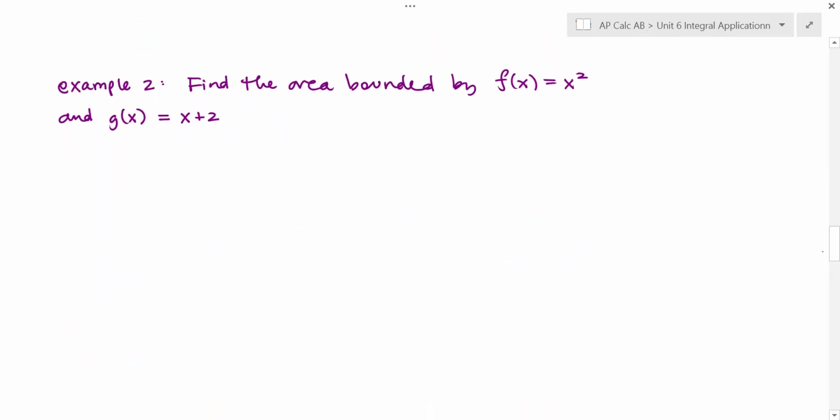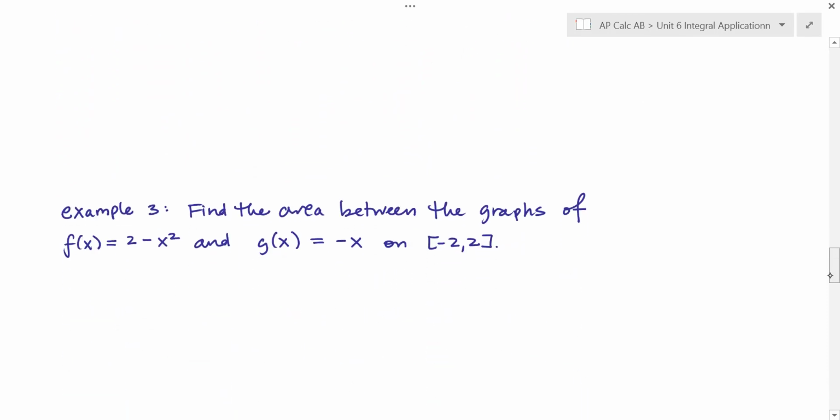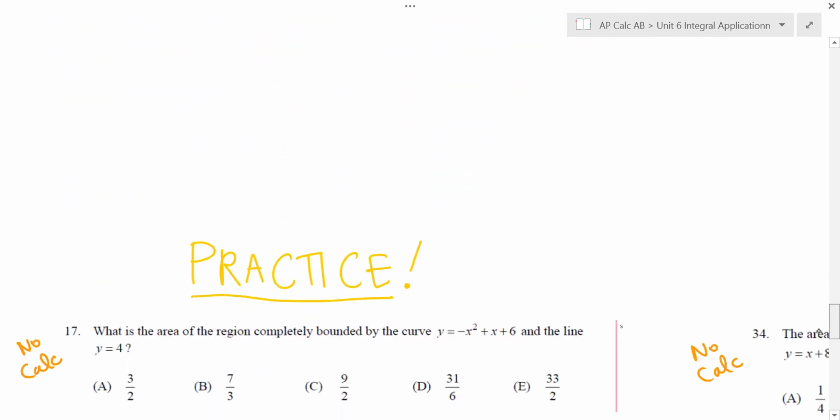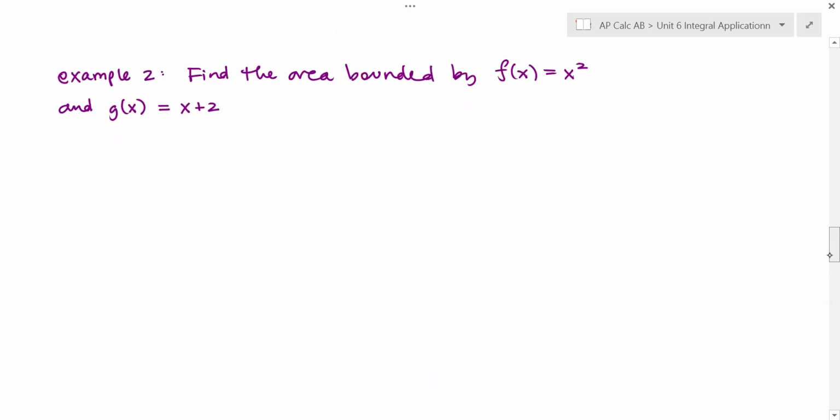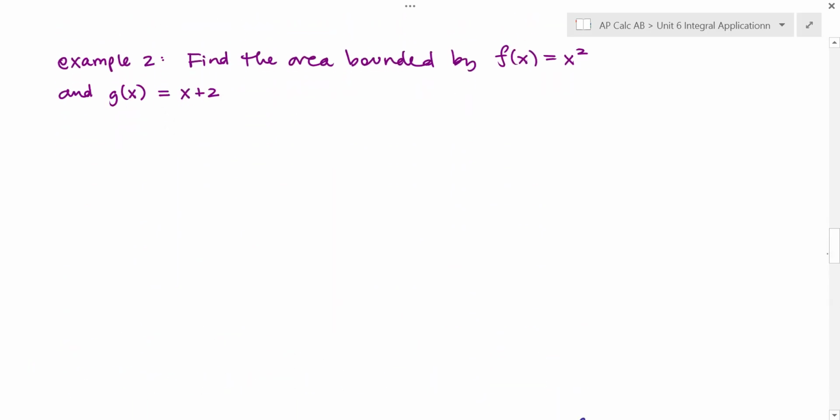All right, we are going to do 2 more examples, and then you have some practice to do for homework. And I just need to see that by Thursday. So find the area bound by f of x equals x squared and g of x equals x plus 2. All right, now we don't have a graph. So we need to figure out where they are intersecting. It really helps to get an idea of what the graph looks like.